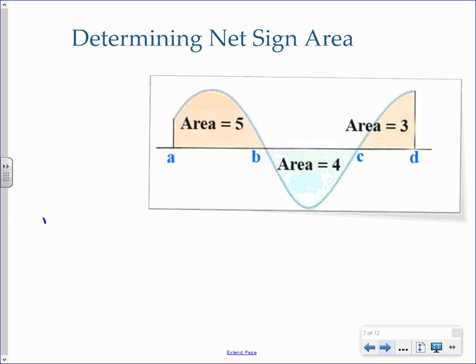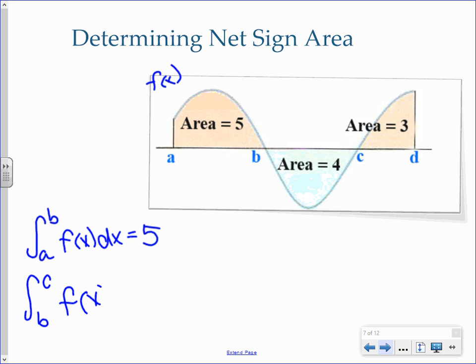If I ask for the integral from a to b of, so I'll name this f of x dx, what would we say? We would say 5. The area from a to b is 5. That's what it's asking for. However, if I ask for the integral from b to c of f of x dx, what would you tell me? Negative 4. The area from b to c is 4, but it's under the x-axis, so we have to say negative 4.